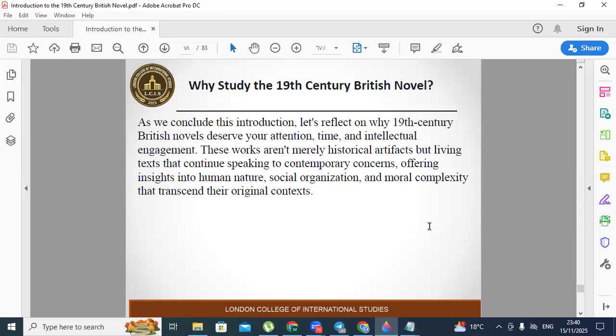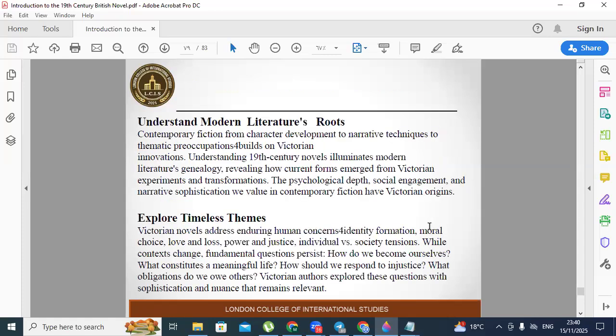transcend their original contexts. Understand modern literature's roots. Contemporary fiction, from character development to narrative techniques to thematic preoccupations, is built on Victorian innovations. Understanding 19th century novels illuminates modern literature's genealogy, revealing how current forms emerged from Victorian experiments and transformations. The psychological depth, social engagement, and narrative sophistication we value in contemporary fiction have Victorian origins.